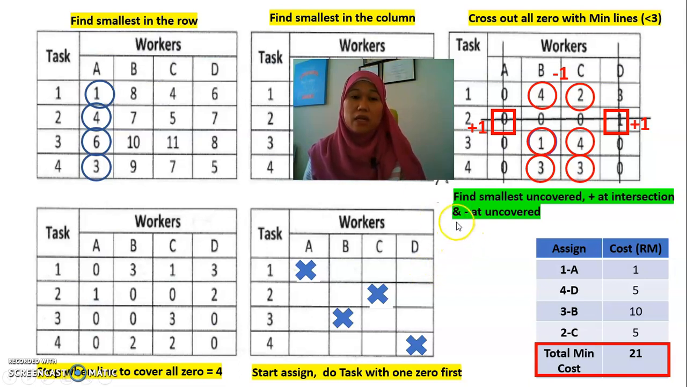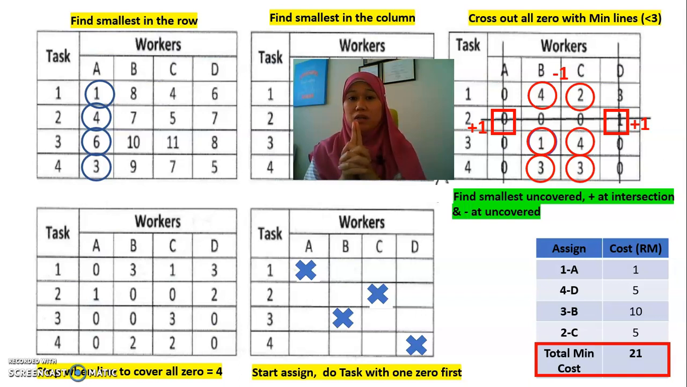The thing you need to be very careful about is doing it step by step. First, make sure the matrix is balanced, 3 by 3, 4 by 4. Then find the smallest in each row and minus all the row with the smallest number. Make another table with the answer, then find the smallest in each column and minus all the column with the smallest number. Then make the third table. Try to cross out. This one you must be very careful.